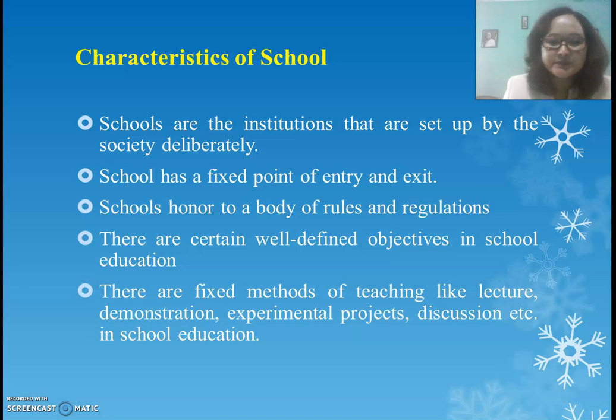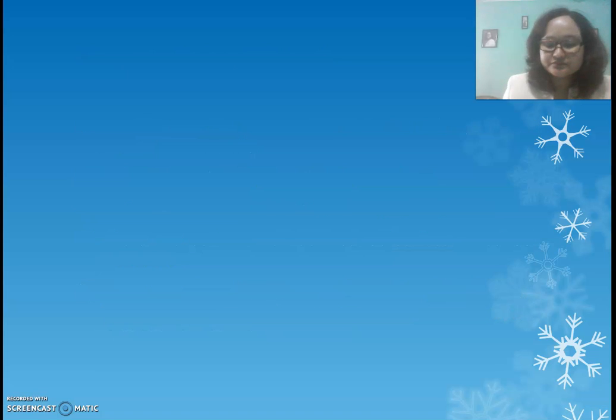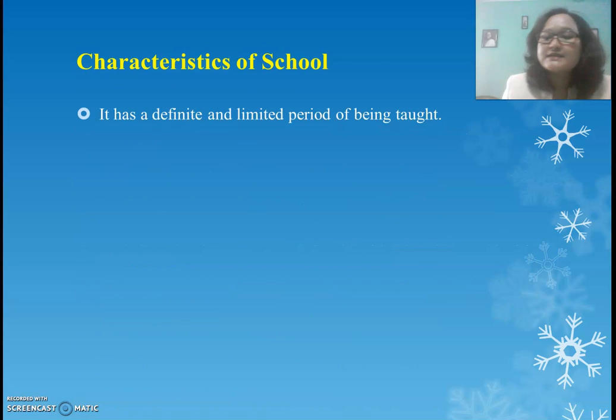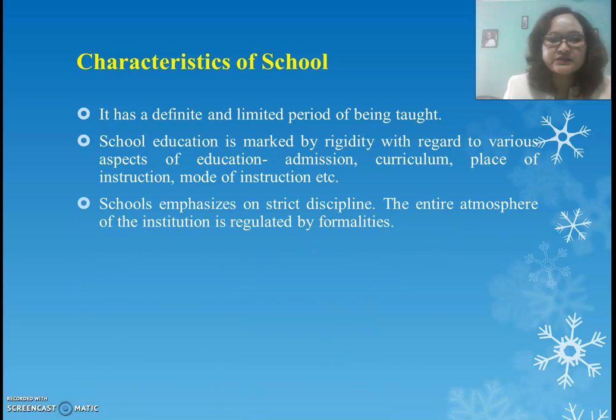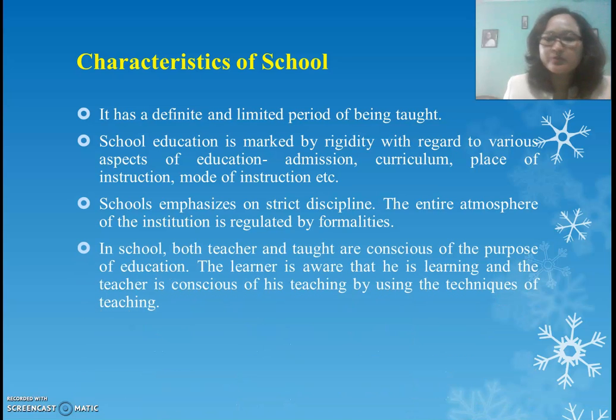in school education. It has a definite and limited period of being taught, and school education is marked by rigidity with regard to various aspects of education: admission, curriculum, place of instruction, mode of instruction, etc. School emphasizes strict discipline, and the entire atmosphere of the institution is regulated by formalities.